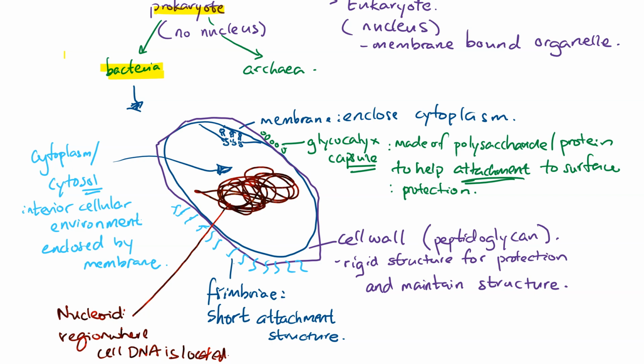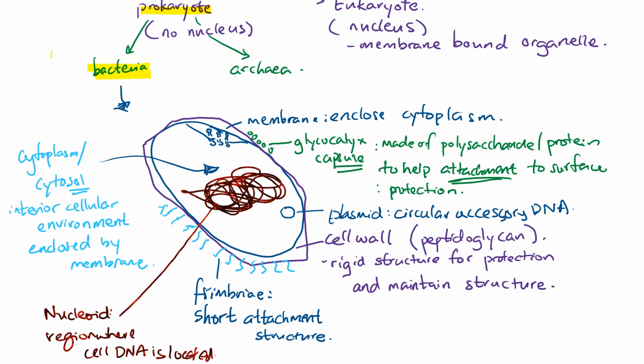And they will also have what we call accessory DNA. You've already seen it before. It's round and a lot smaller. We call this accessory DNA a plasmid. So a plasmid is a circular accessory DNA that codes for genes that are not necessarily for the survival of the bacteria. It's not the main function of it. That's why we call it accessory.